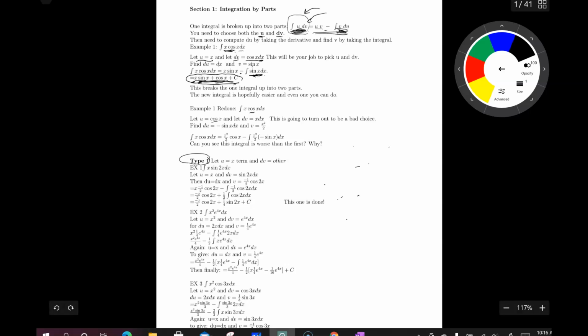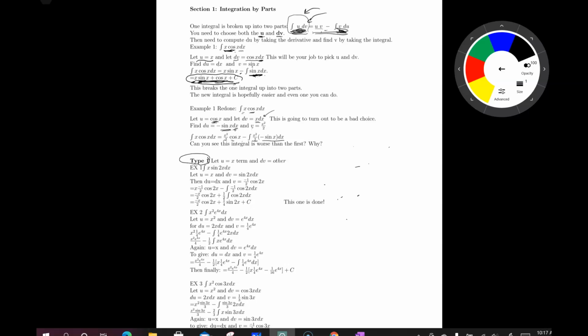Let's see what happens if I had made the other choice. Let u equal cosine, and let dv equal x dx. Again, the dv has to include the dx. If I take the derivative of cosine, I get negative sine of x dx. Don't forget the dx has to be included here and here. If I take the antiderivative, the antiderivative of dv is v, and the antiderivative of x is x squared over 2. Now I put it together: uv minus the integral of v du.